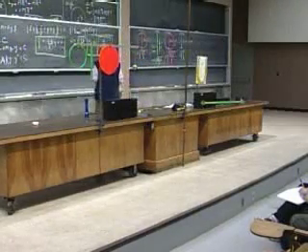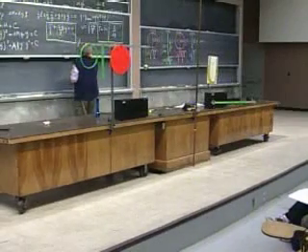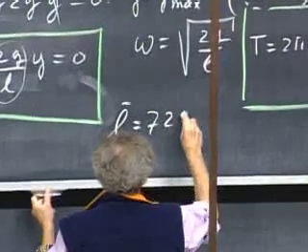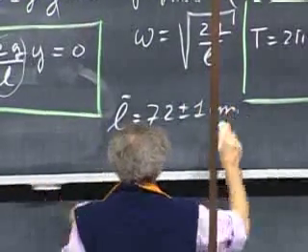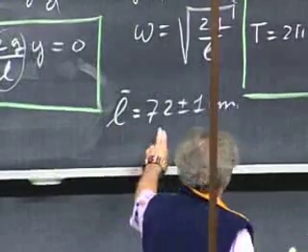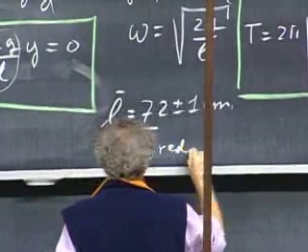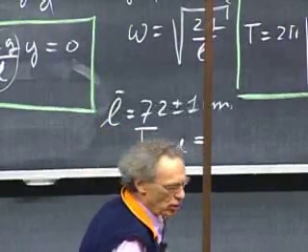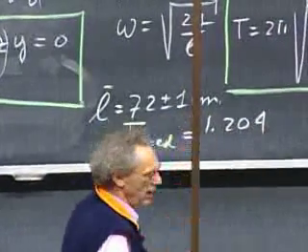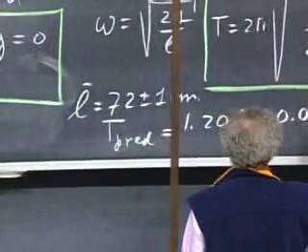If I take the average value between the two, I find 72 centimeters, and I could be off by 1. If I use this number for L, and I substitute it in this equation, then I find my predicted period, which is 1.204, and because of this error that I have of 1, that would give me an uncertainty of about 0.01 seconds.